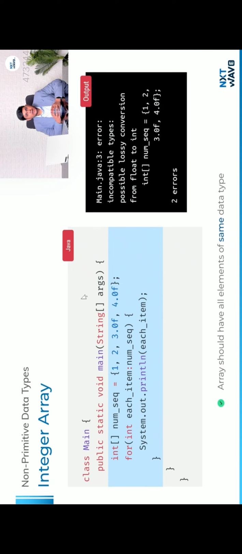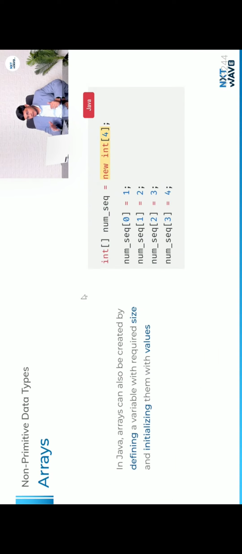In case of Java arrays, the size of it is fixed. So once you create an array of a particular size, you cannot increase or decrease the size of that particular array. Whereas in case of a Python list, you can either extend or decrease the size of it. In Java, there is one other method through which you can also create an array.